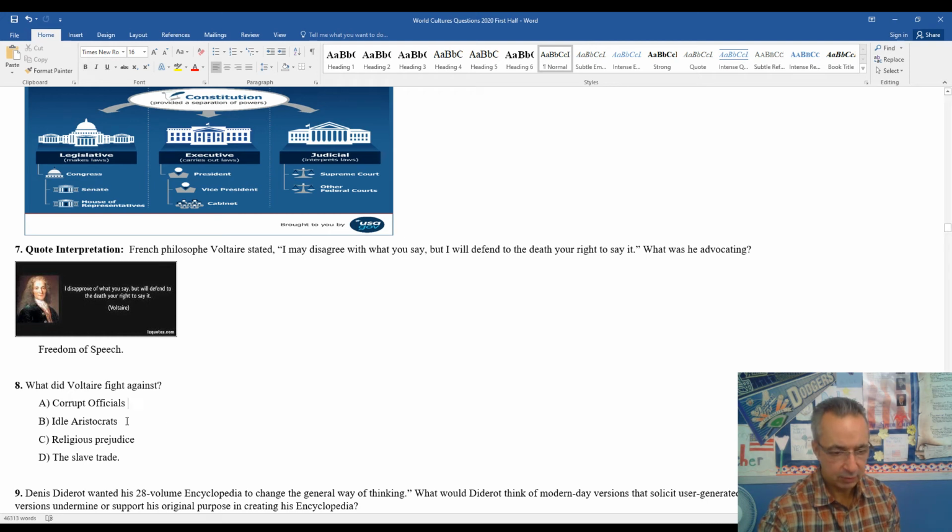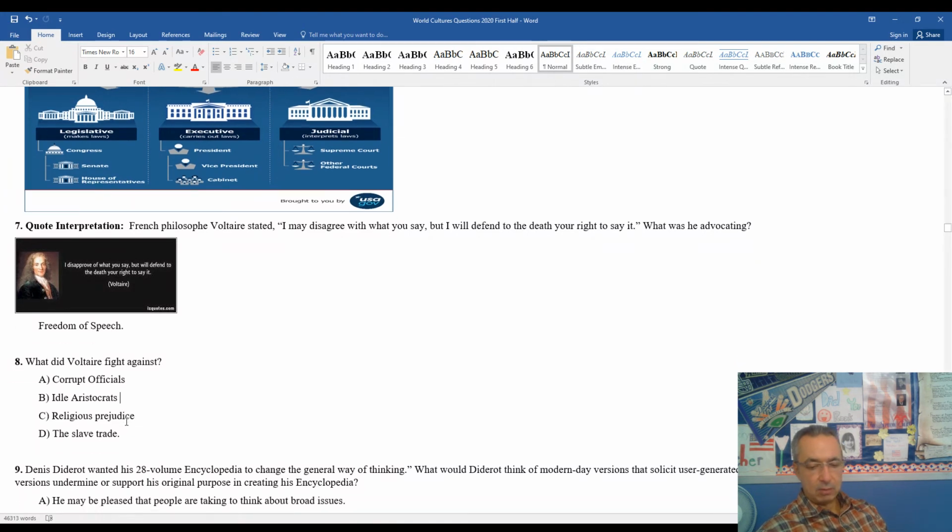It's because of corrupt officials. Idle aristocrats who really didn't do anything to help out. Religious prejudice, the slave trade. These are all things that Voltaire spoke out against. Unfortunately, his impact on the slave trade was not that great.